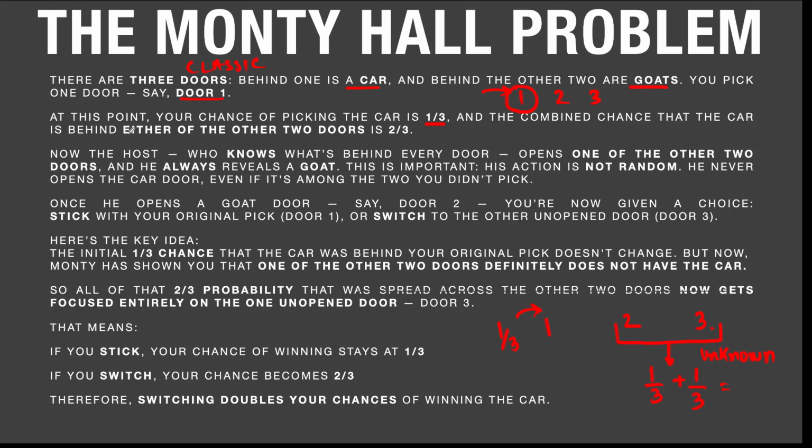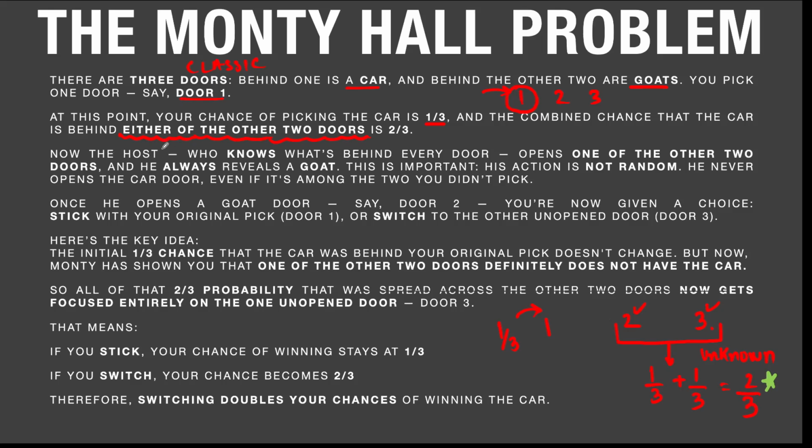Just look at it very well. This is nothing but a play of words, a play of a few sentences, and that's how the entire situation changes. The combined chance that the car is behind either of the other two doors, be it in this one or in this one, is 1 by 3 each. When we combine them together, we get a joint probability of 2 by 3. This is the main equation you had to understand: how does 2 by 3 come into play?